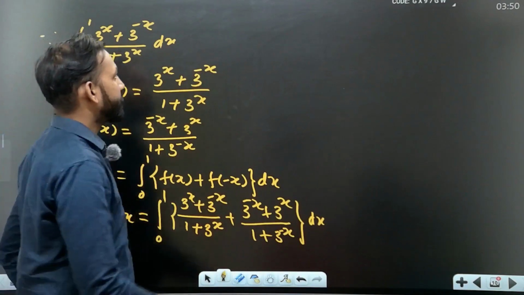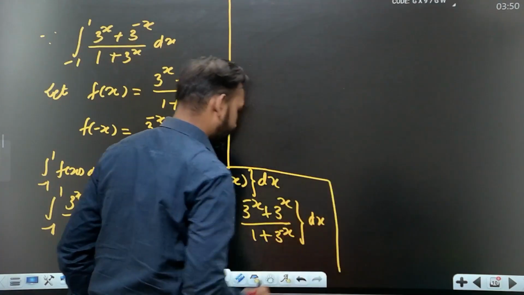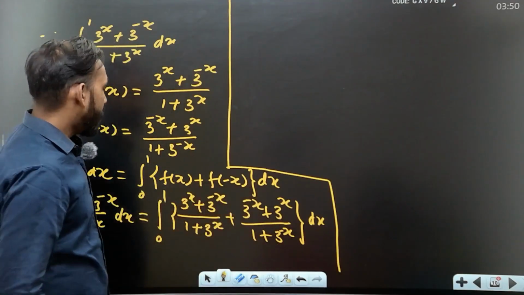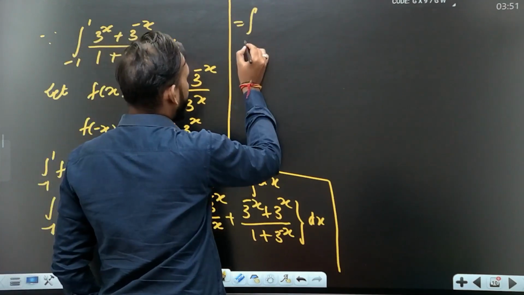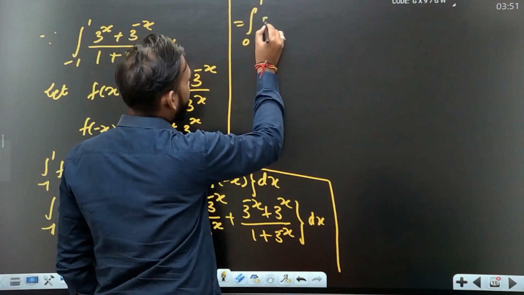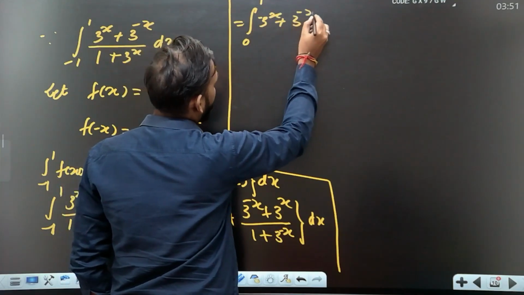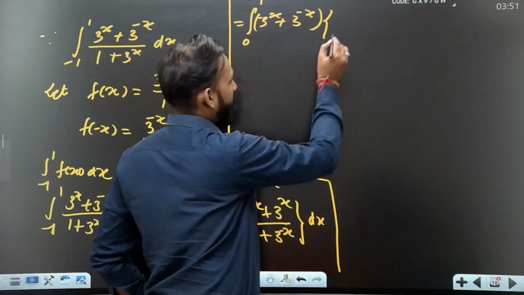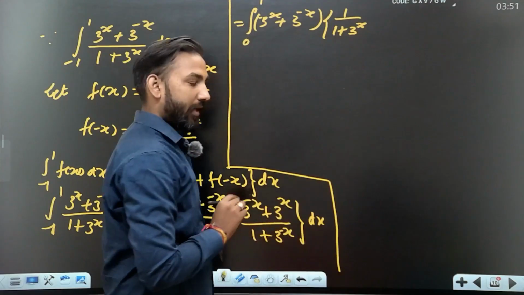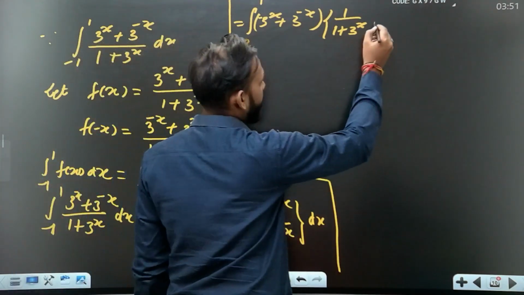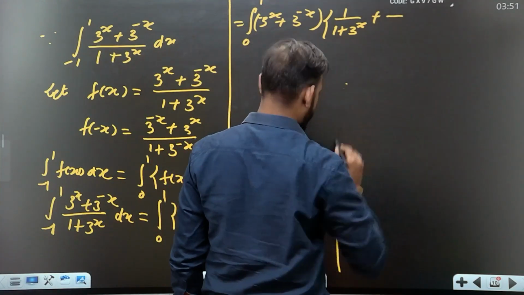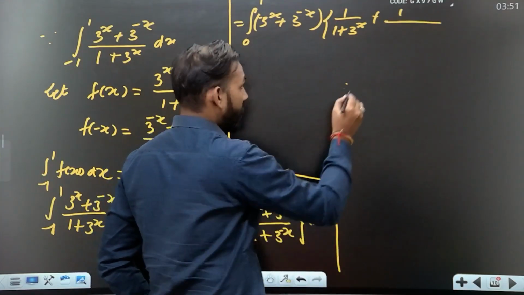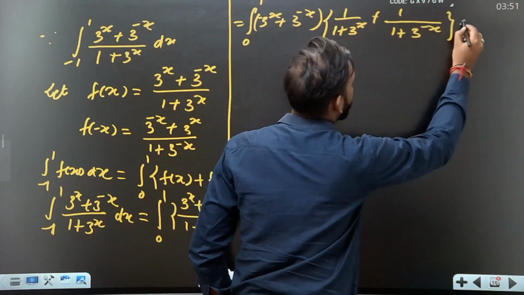There's something. If we take common this particular thing, 3 to the power x plus 3 to the power minus x, because the numerators of these two functions are the same, then we can take this common. Integration from 0 to 1 of 3 to the power x plus 3 to the power minus x can get out of this bracket, and 1 over 1 plus 3 to the power x, right, and this particular thing is 1 over 1 plus 3 to the power minus x dx, right.